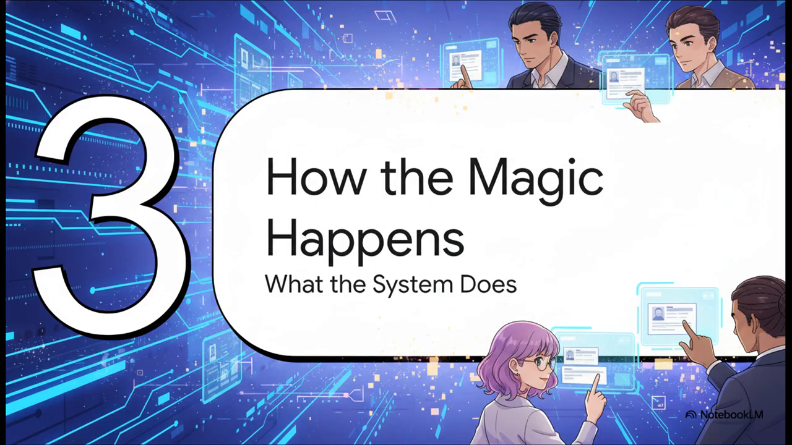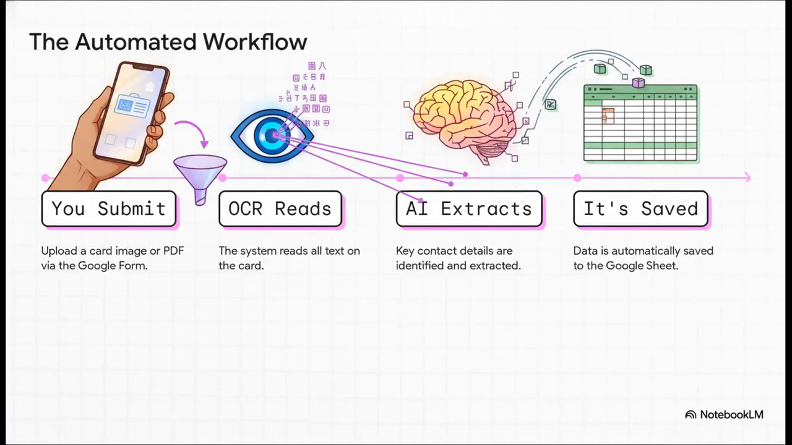Okay, so you've hit Submit. What happens next? Well, this is where the real magic happens. The system completely takes over and does all the heavy lifting for you. It's a completely automated workflow. The second you submit, the system uses something called OCR to read the text on the card. Then, the AI analyzes all that text to pull out the key details. And finally, it saves everything, perfectly organized into a shared Google Sheet.